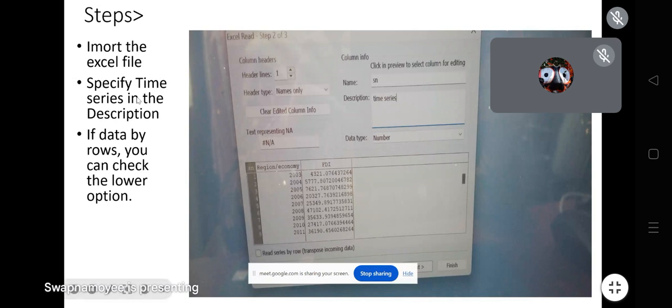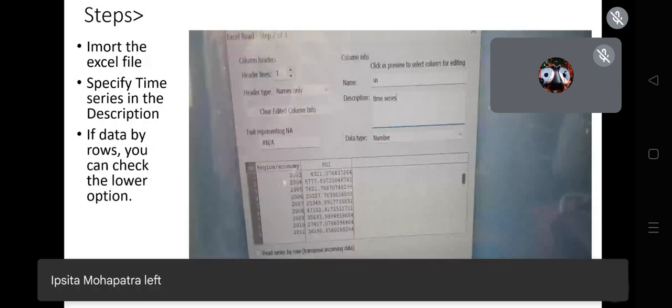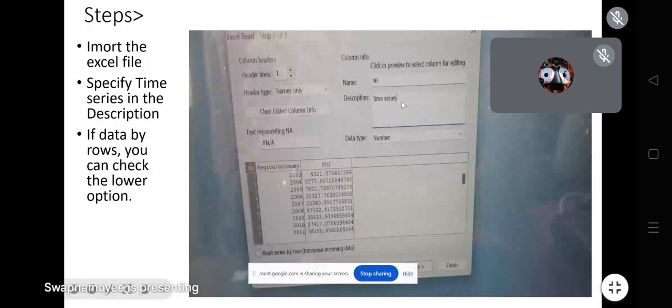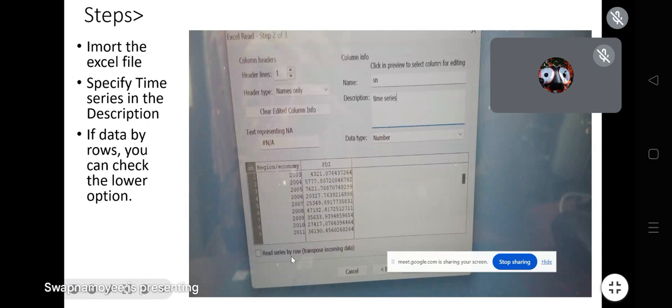Then you see this screen come up. Here in the description, you type time series. You are telling EViews that it is time series data. At the lower point, you can see there is a check box which asks whether to read by rows or columns. If you have taken the data in terms of rows horizontally, in that case you can check this box. Otherwise, you can see my data here. I have copied the data, I imported the data. It is column wise, so I need not check this box. I leave it like that. Okay, moving on.